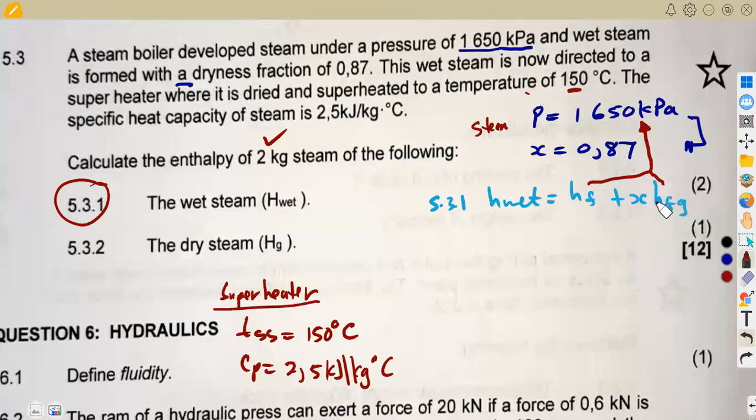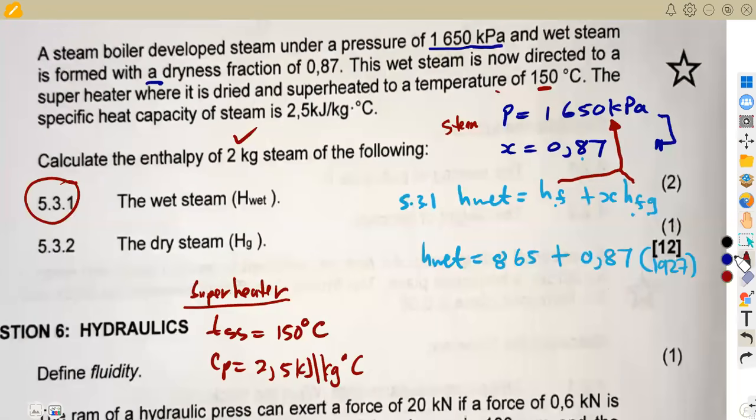All right, so we obtained our hf. Let us substitute. H wet is going to be hf, which is 865, plus x, the dryness fraction of 0.87, times hfg for the evaporation. Remember, hfg there was 1,927. We are going to obtain h wet, and these values are in kilojoule per kg.